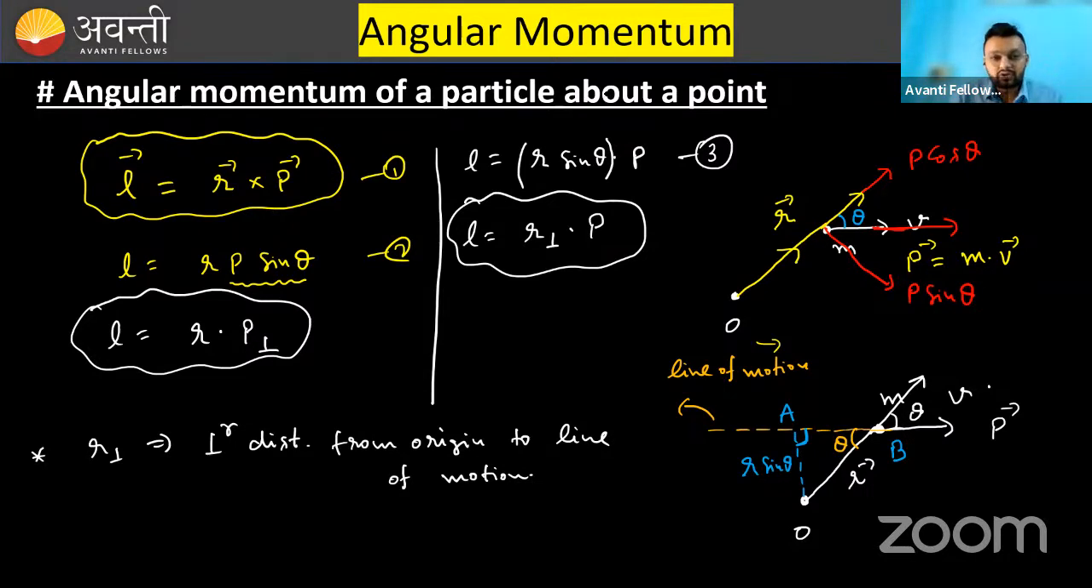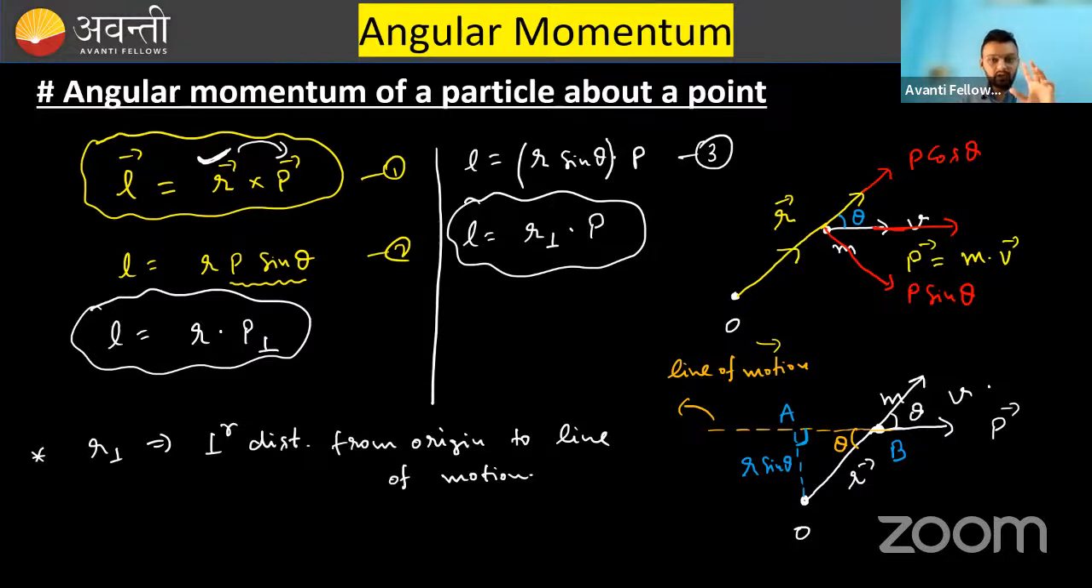So two more things that you need to remember: angular momentum is a vector quantity. How can its direction be calculated? Using the right hand thumb rule. What is the right hand thumb rule? If you don't know, the right hand thumb rule says put your right hand fingers in the direction of the first vector, that means in the direction of r. Curl them by taking them towards the second vector, that is p, and the thumb will decide the direction of angular momentum. So these are the things to be remembered.